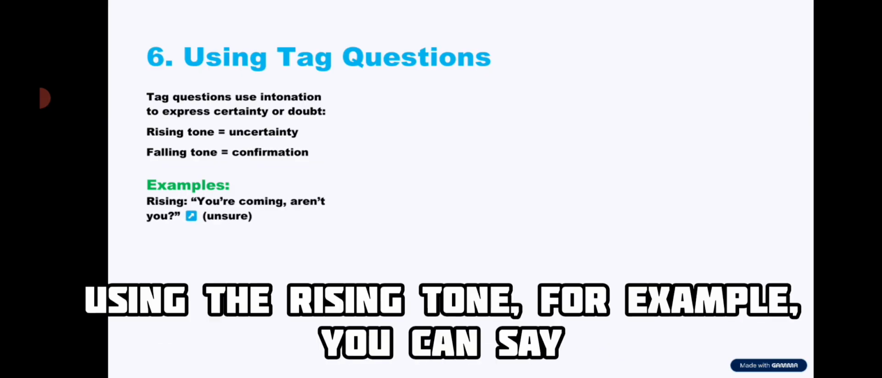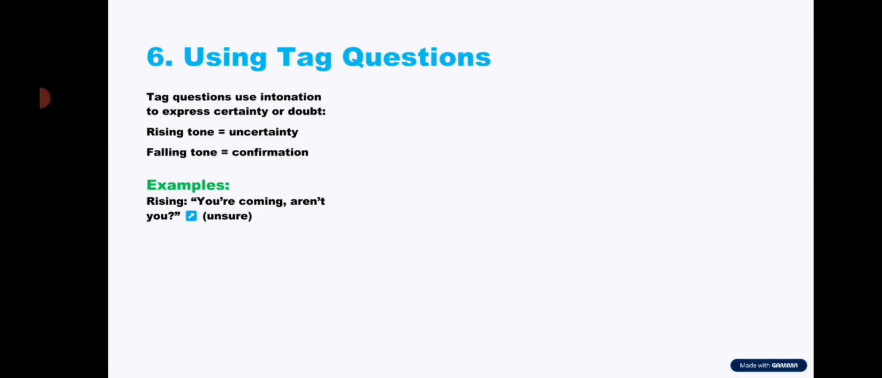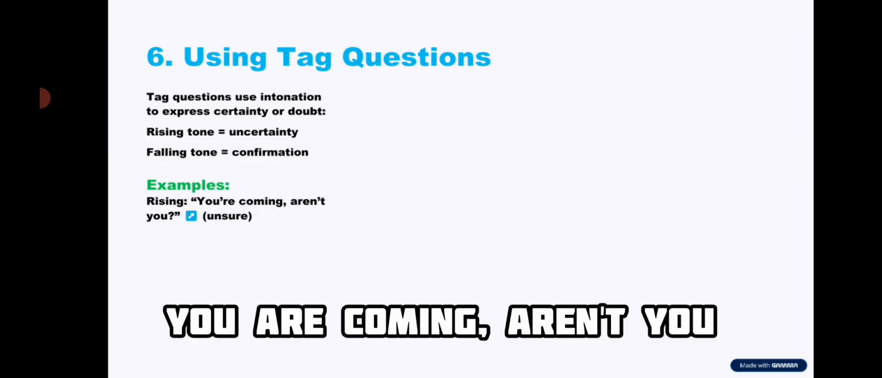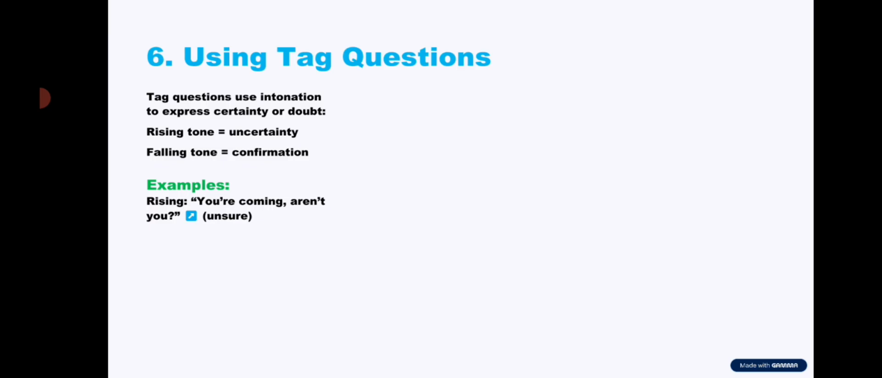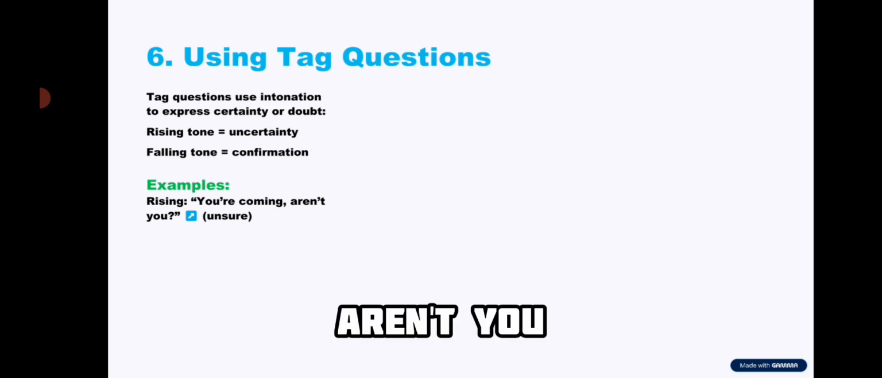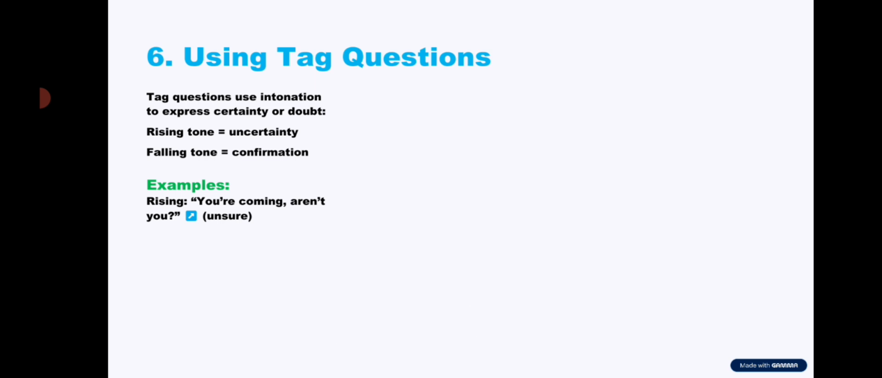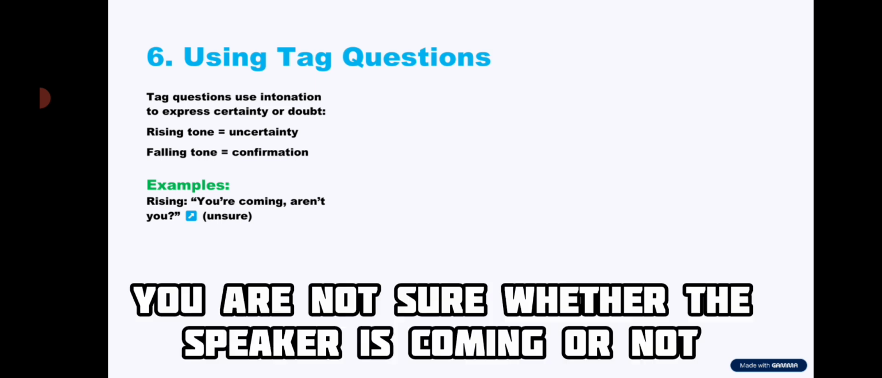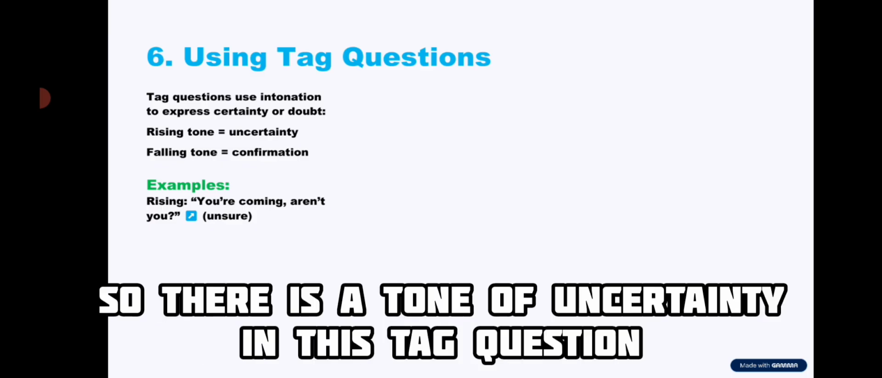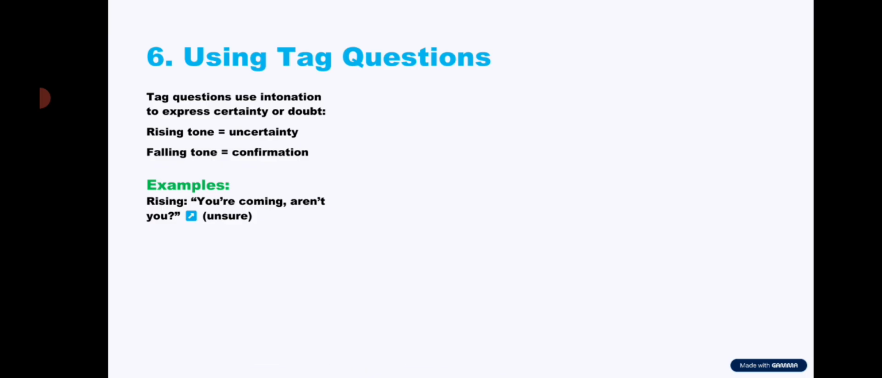Using the rising tone, for example, you can say, you are coming, aren't you? Remember, it's a tag question. It has two aspects. You are coming, aren't you? This indicates uncertainty. You are not sure whether the speaker is coming or not. So there is a tone of uncertainty in this tag question.